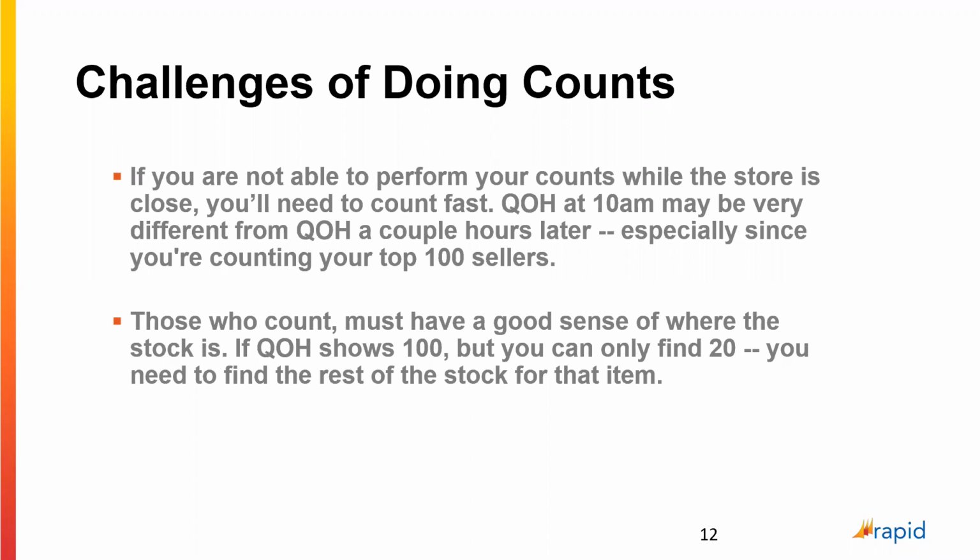So if it shows 100, but you can only find 20, then you need to go look for the rest. Keeping these in mind, the downside, if there is one, of doing cycle counts is that you must have intimate knowledge of where your stock is, and you're looking for specific stock, so you have to go find it. Whereas if you were doing a full count, for example, you just count everything you see, everything everywhere.